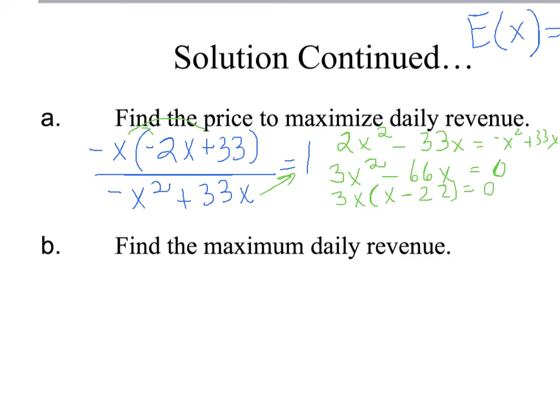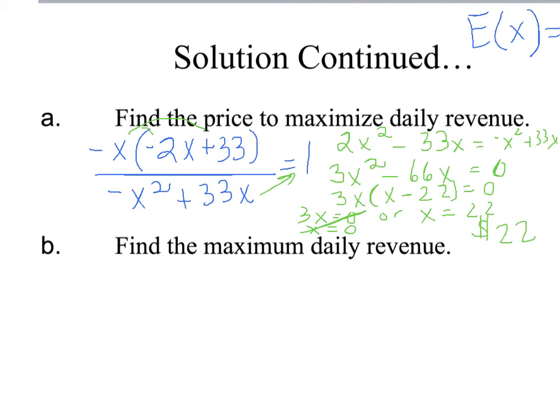And what this is telling me is I know that I could have 3x is equal to 0, or I could have x is equal to 22. 3x is equal to 0 leads to x is equal to 0, which is basically saying if our price is 0. So we're going to discount that one, and we're going to look at this one where we have x is equal to 22. So that's telling us that at $22, that would be the price to maximize our daily revenue.